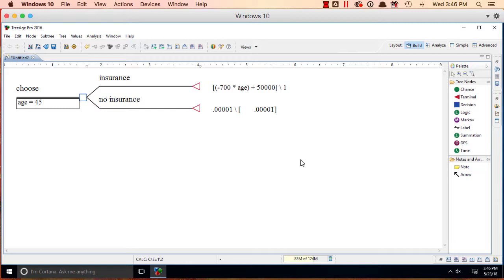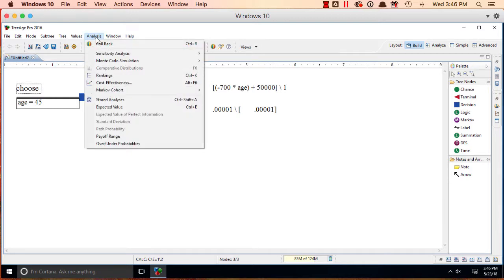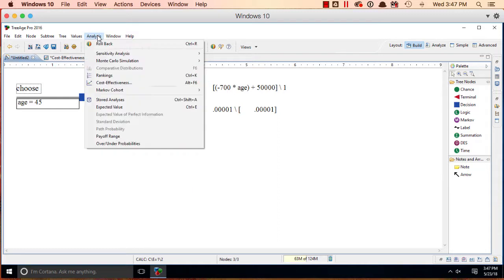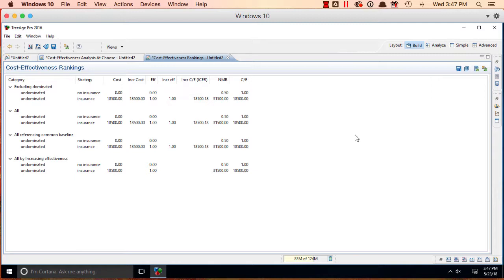The first thing we always like to do, as usual, is evaluate the slope of the supply curve. Click on the blue square for the decision, choosing between insurance and no insurance, analysis cost effectiveness, shows the supply curve there. You can see that it's going to scale up the supply curve from no insurance to insurance based on the slope of that line. So remember how we calculate the slope of the line: in TreeAge we'll ask it to do analysis rankings. Rankings will show us the incremental cost effectiveness ratio, which remember is the slope of the supply curve. In this case, the ICER is $18,500 per quality adjusted life year.